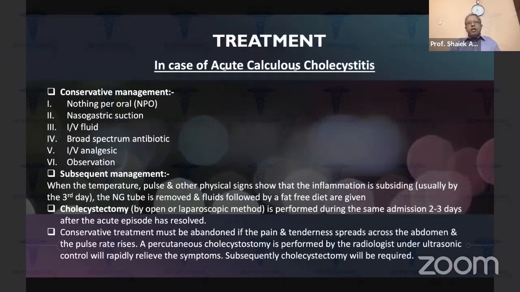So treatment. In case of acute calculous cholecystitis, the treatment is always to keep the patient nothing per oral, with nasogastric suction, IV fluid, broad spectrum antibiotics, analgesics, and observation. When the temperature, pulse, and other physical signs show that the inflammation is subsiding, usually by the third day, the nasogastric tube is removed, and fluid followed by a fat-free diet is given. Cholecystectomy by open or laparoscopic method is performed during the same admission, 2 to 3 days after the acute episode has resolved.